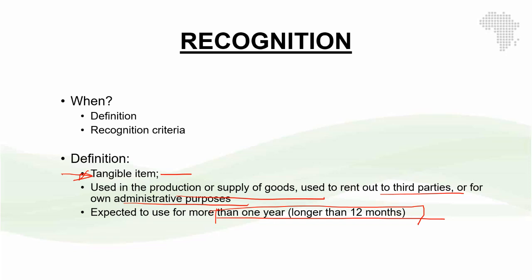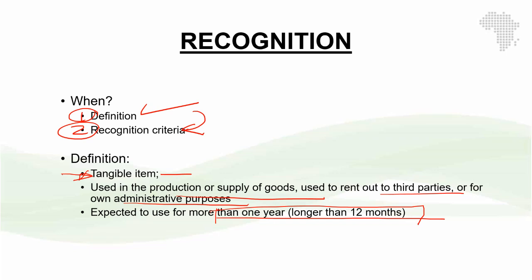And then thirdly, we expect to use it for more than 12 months. So once you meet those three criteria, it means you meet the definition criteria of PPE. But remember, we've got two criteria. We need to meet the definition first. If we meet the definition, then we can go to, okay, but do we meet the recognition criteria?